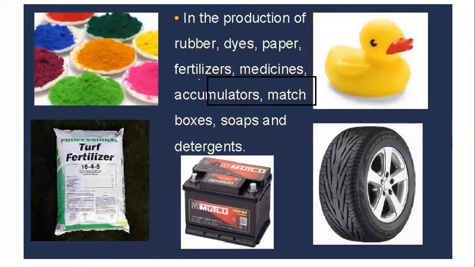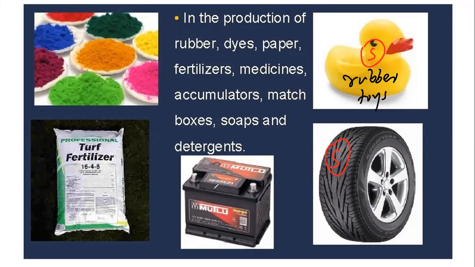Now you can see here again, sulfur is used to make dye and medicine. Why the rubber products? Rubber toys contain sulfur to increase their strength. Rubber tires contain sulfur, due to vulcanization. Sulfur is also present in the battery as sulfuric acid, which is called battery acid. Battery acid is what? Sulfuric acid.